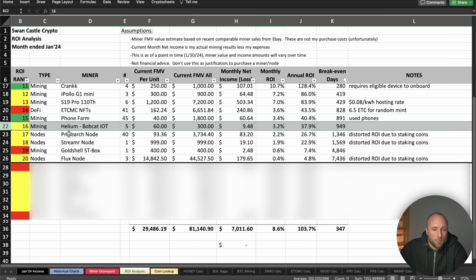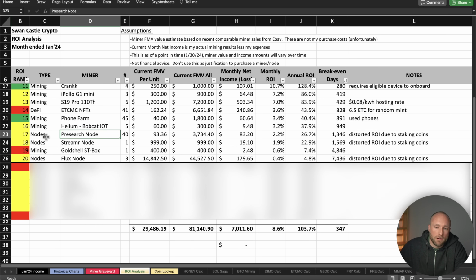And finally, these last couple projects, these nodes, these ROIs are obviously going to be distorted for Presurge, Streamr, and Flux nodes here because you're really staking these tokens to earn a yield, and you're not losing these tokens when you create these nodes. At any time, you can shut down the node and get all your tokens back. So just because there's only a 27% ROI on Presurge nodes, that's really just your interest yield on your staked tokens.